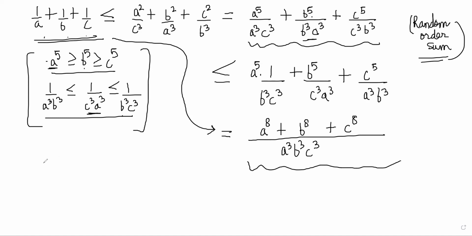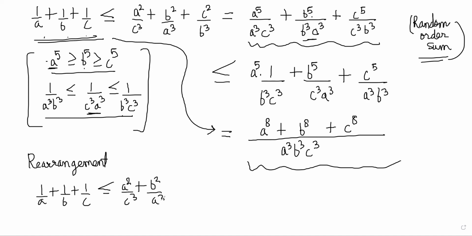We have done it by applying the rearrangement inequality twice, right? One step was when we established the fact that 1 by a plus 1 by b plus 1 by c is less than or equal to a square by c cube plus b square by a cube plus c square by b cube. And then we rewrote it like this and applied rearrangement again after changing the terms to a power 5 and a cube and all, right? So two applications of the rearrangement inequality have helped us prove this one.